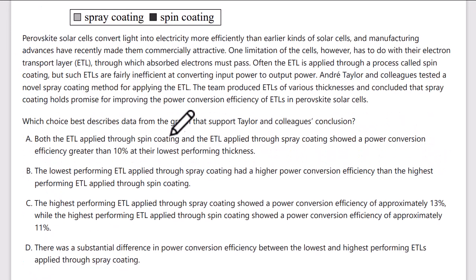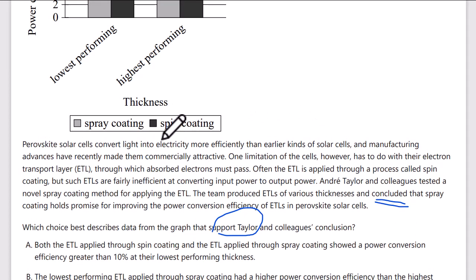Okay. Which choice best describes data from the graph that support Taylor and colleagues' conclusion? So we have to know what they concluded and support that idea. So let's read this. Perovskite solar cells convert light into electricity more efficiently than earlier kinds of solar cells. Manufacturing advances have recently made them commercially attractive. One limitation of the cells, however, has to do with their electron transport layer, ETL, through which absorbed electrons must pass.